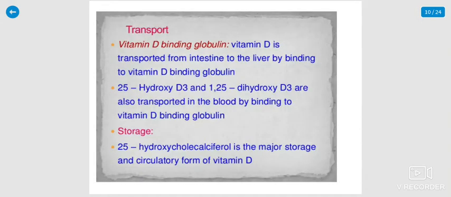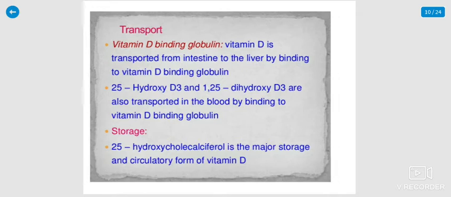Actually, the vitamin D transport system is a binding globulin. It is transported from the intestine to the liver by binding to vitamin D binding globulin. The storage form is 25-hydroxycholecalciferol, which is the major storage and circulatory form of vitamin D.